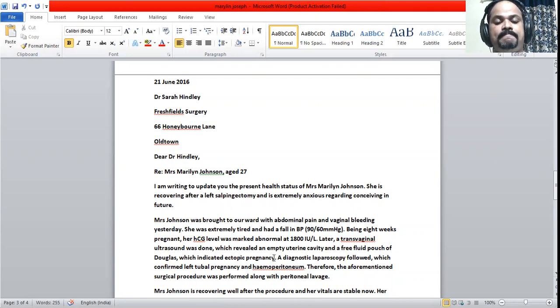So we have said, number one, the finding was abnormal HCG. Then we have seen an empty uterine cavity. Then a free fluid pouch. Then laparoscopy confirmed left tubal pregnancy and hemoperitoneum. So I've written left tubal pregnancy and hemoperitoneum. Therefore, the aforementioned surgical procedure was performed along with peritoneal lavage. So the intervention is also clear.